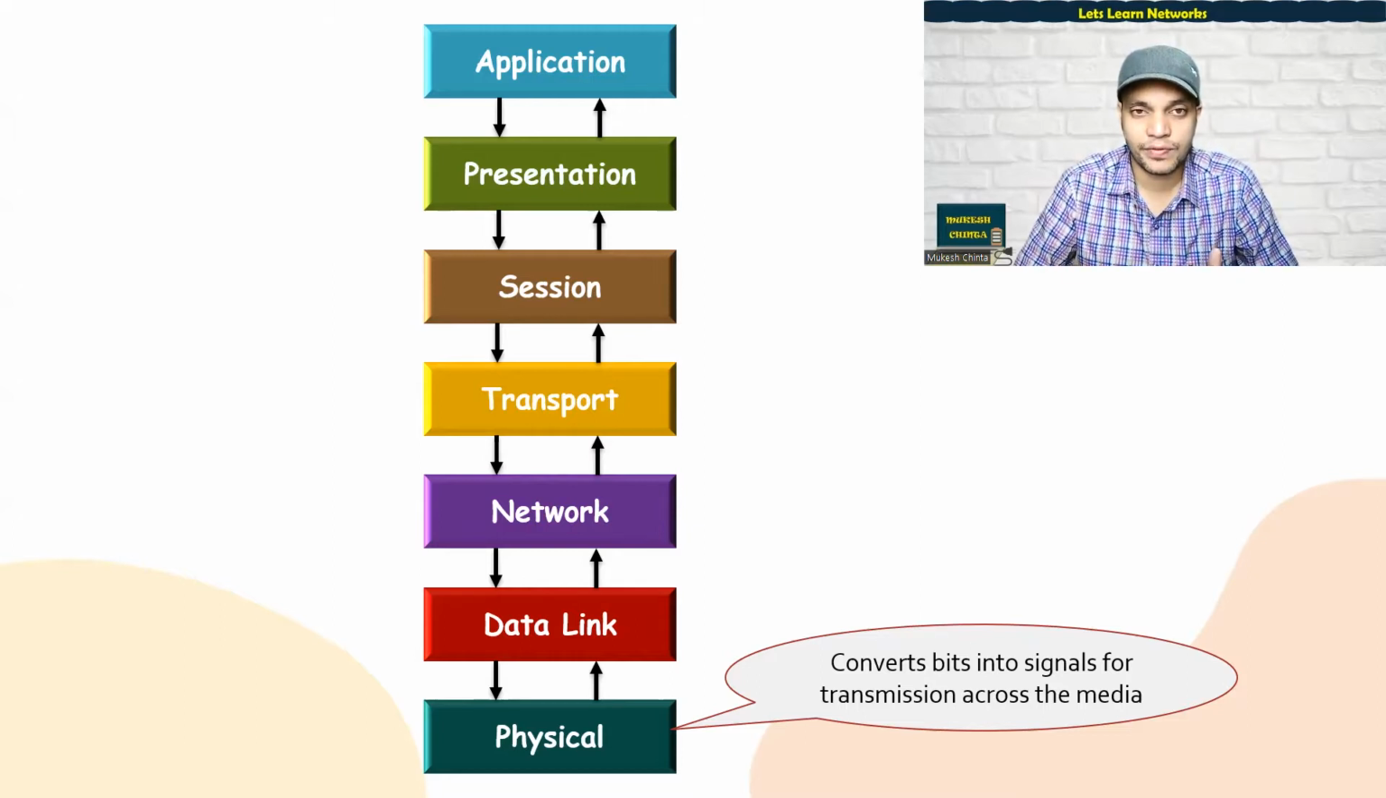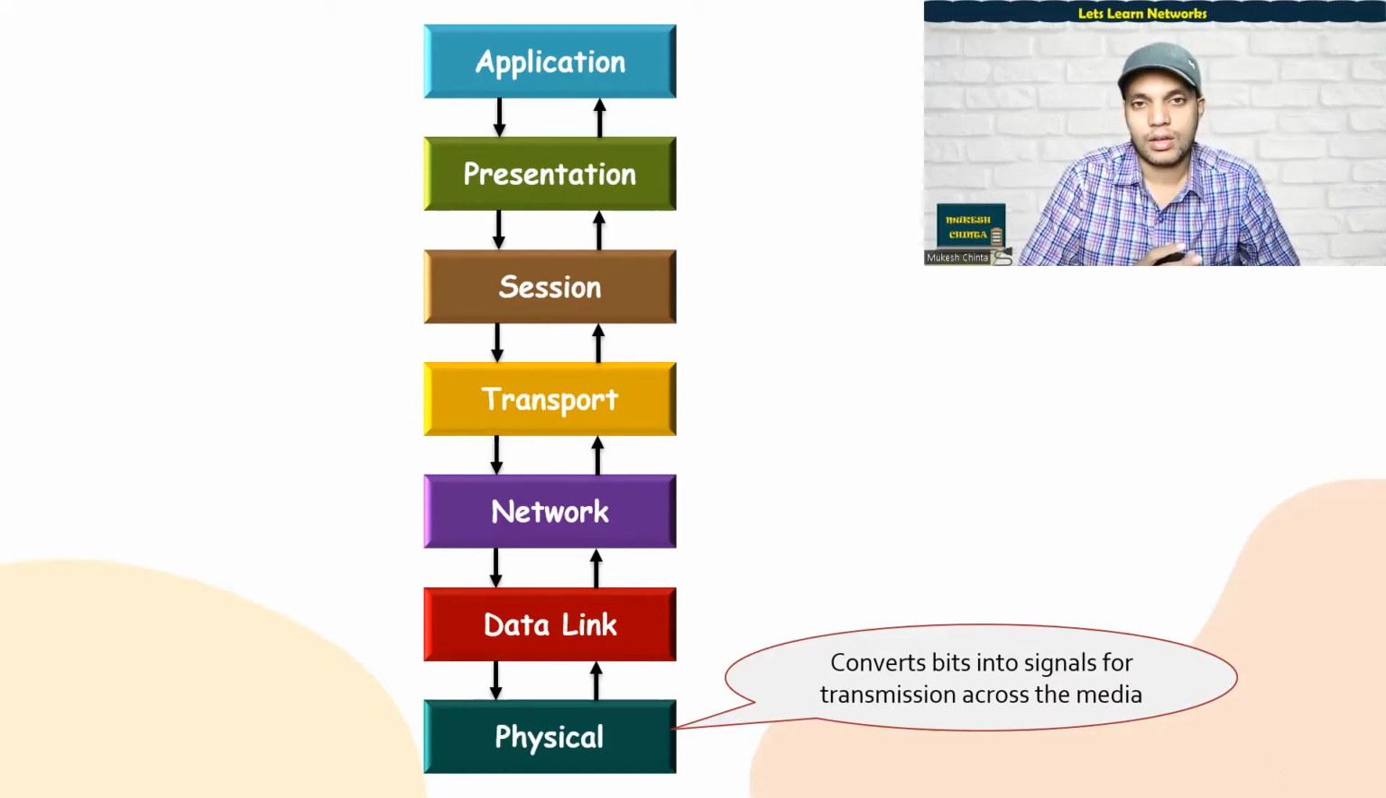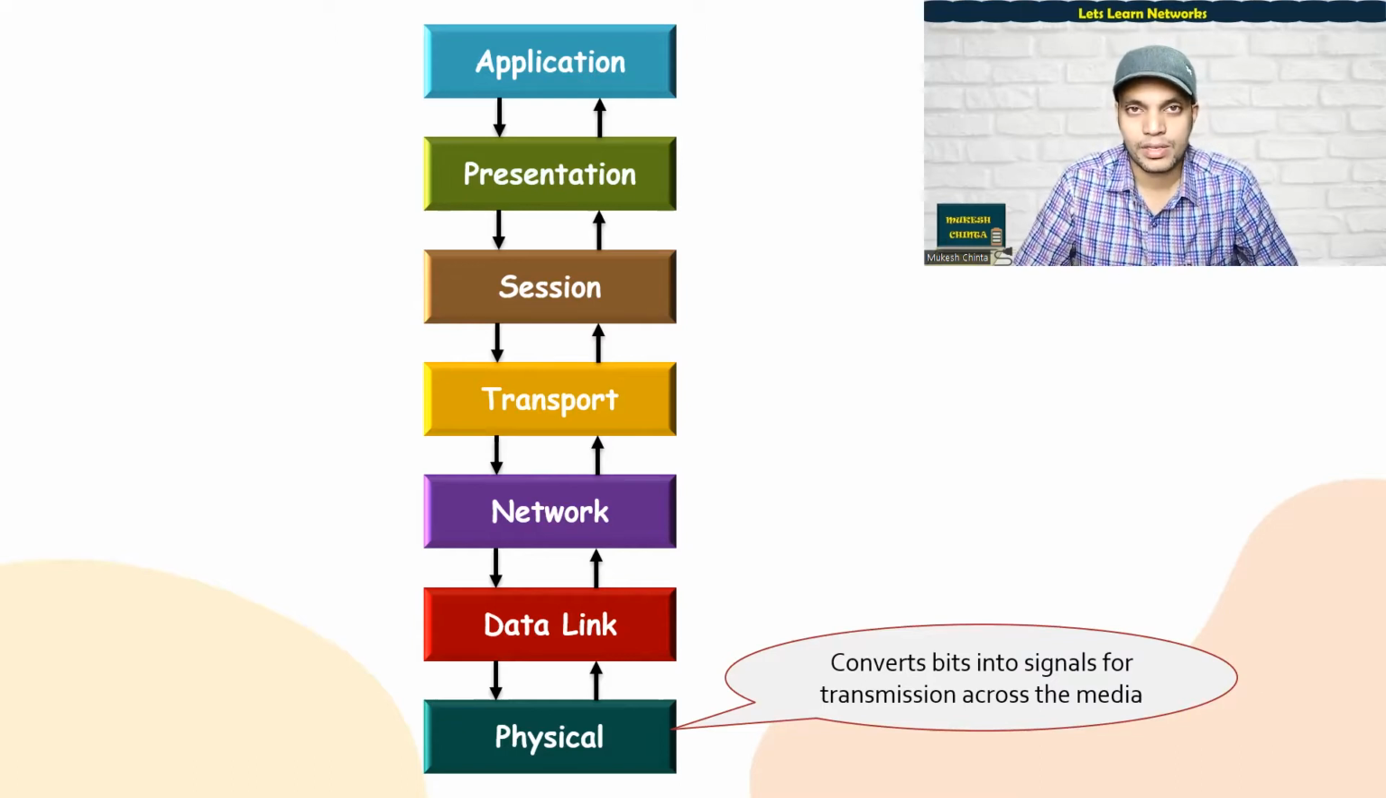So which signal will it use? It is dependent on the media present. If it is a copper media, it has to convert it into an electrical signal. If it is an optical fiber, it has to convert it into optical light signals or light pulses. Or if it is a wireless media, the bits have to be converted into electromagnetic waves and then transmitted across.